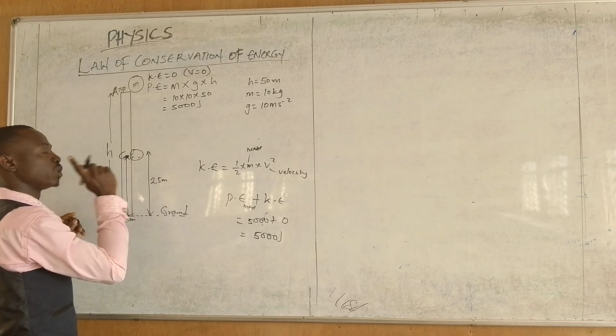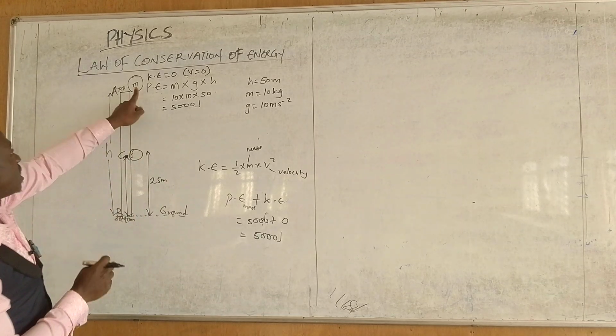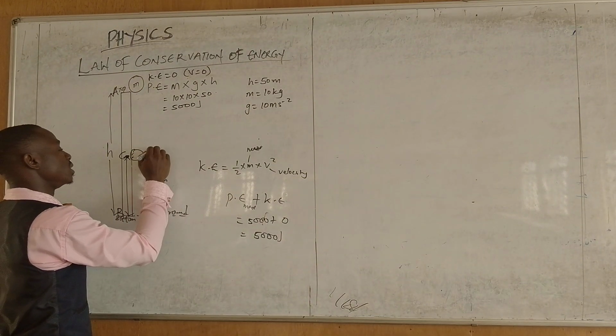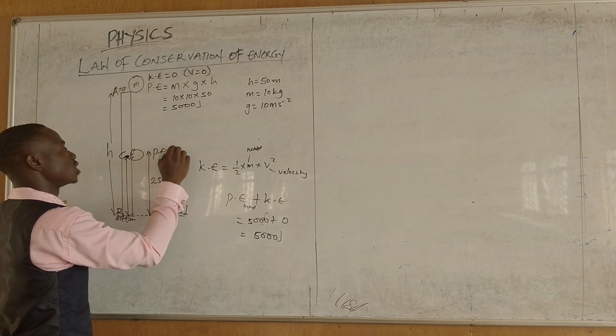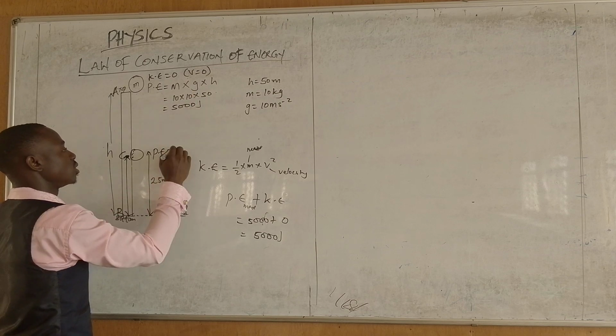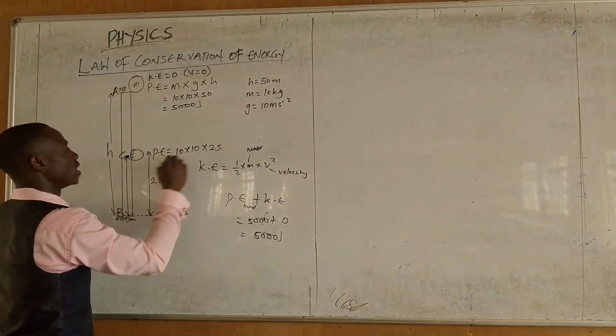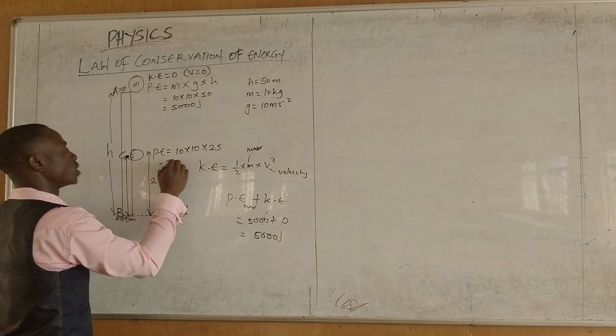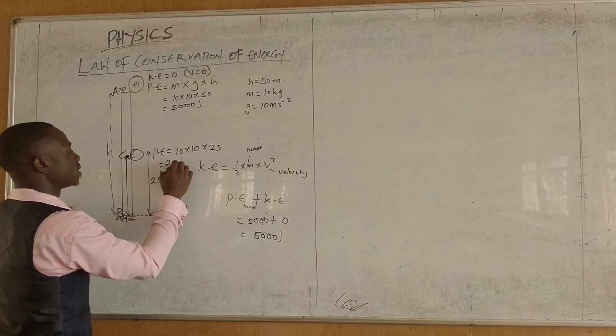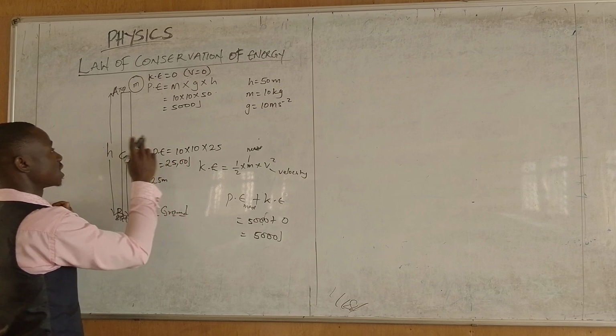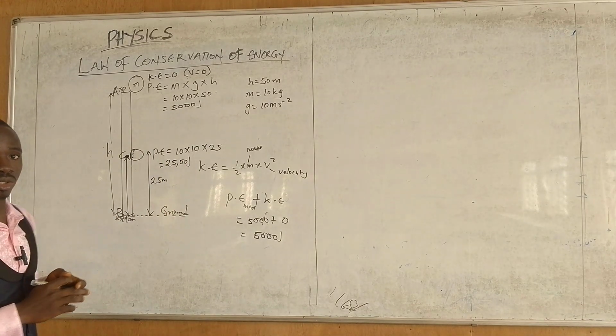So what is going to be the potential energy? You will see that the potential energy here is now less than the one we have at the top. So what is PE now? PE at this point is going to be equal to mgh. The mass remains the same, it doesn't change. 10 times 10, then times the height, which is now 25. So we now have 2,500 joules. You can see that the potential energy has reduced.